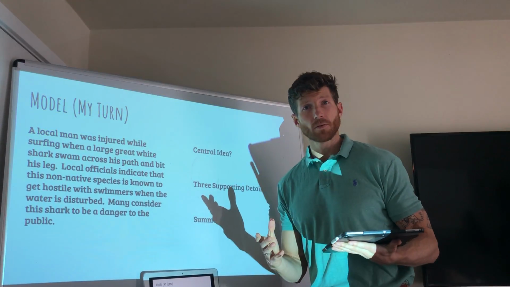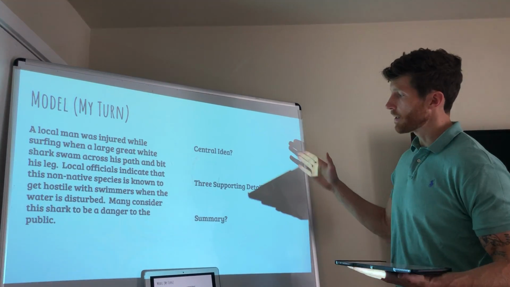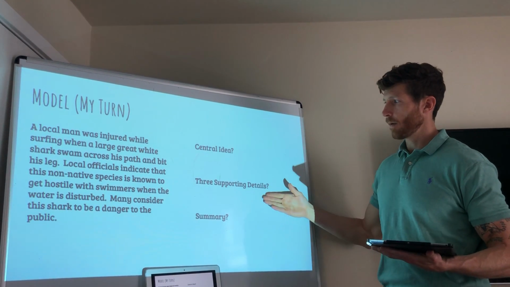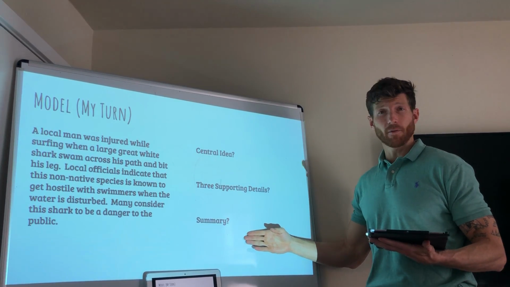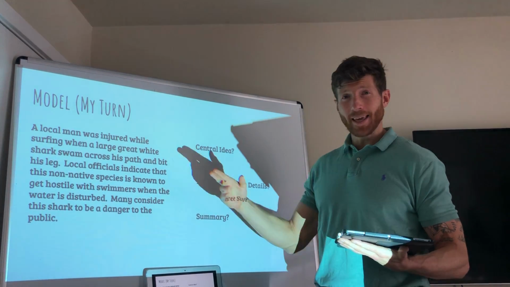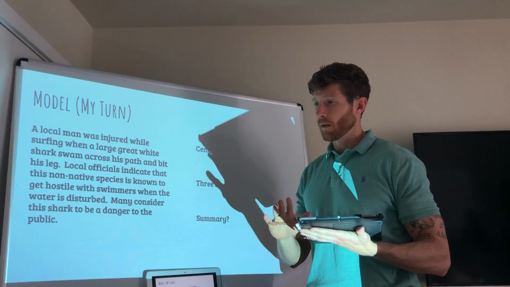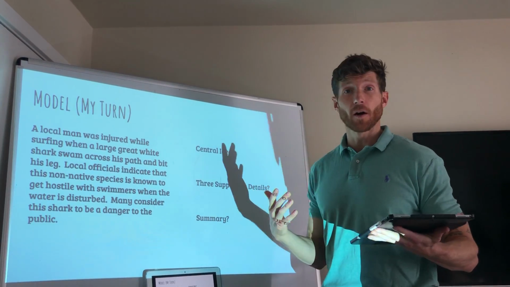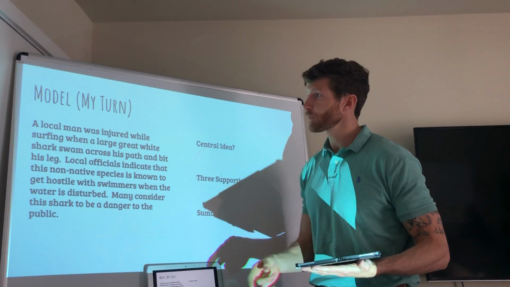Now, the first thing I do is I do a first read, okay? You're going to notice that right here, I have a section to write my central idea, my 3 supporting details, and then finally, my summary. Now, if I can't determine the central idea after a first read, next thing I do is always reread. So, again, read along with me in your head as I read out loud.